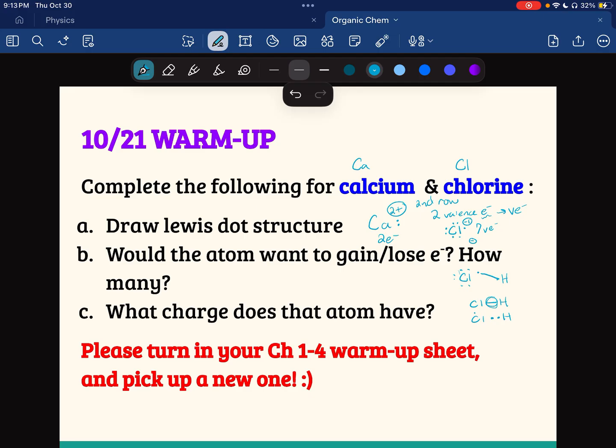But if we look at this, when we're counting octets, you count all of the electrons in the bond towards each atom. So this fills chlorine's octet while getting rid of that -1 charge, so it makes it neutral. So you're always wanting to make the atom either neutral or a filled octet.